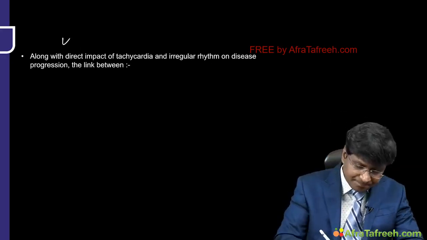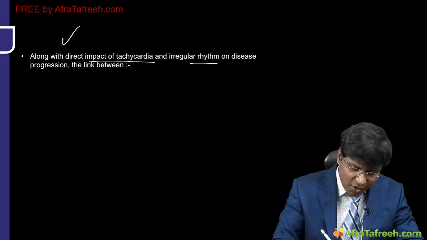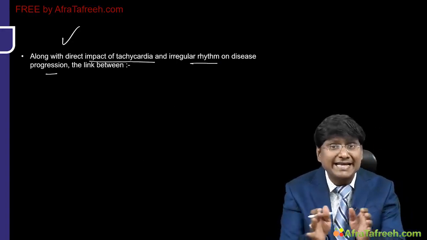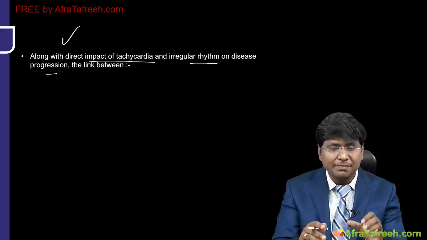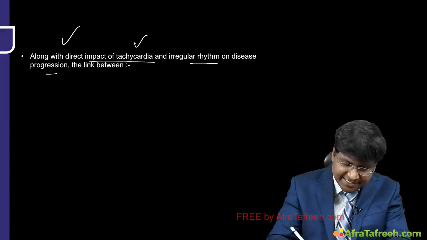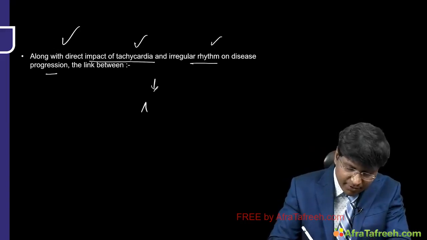Next, although the direct impact of tachycardia and irregular rhythm on disease progression is being linked, it is in the form of a vicious cycle. Because of the compensatory mechanisms, there is tachycardia as well as irregular rhythm, and that is what contributes to the development of the arrhythmias.